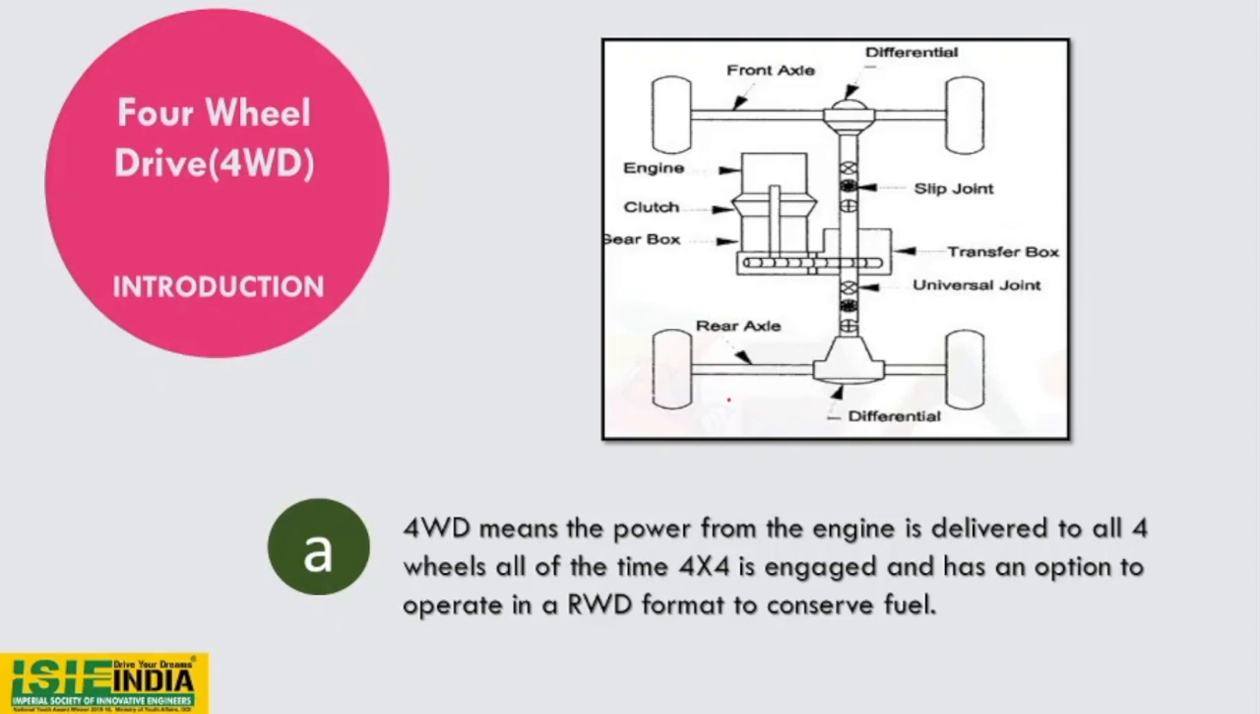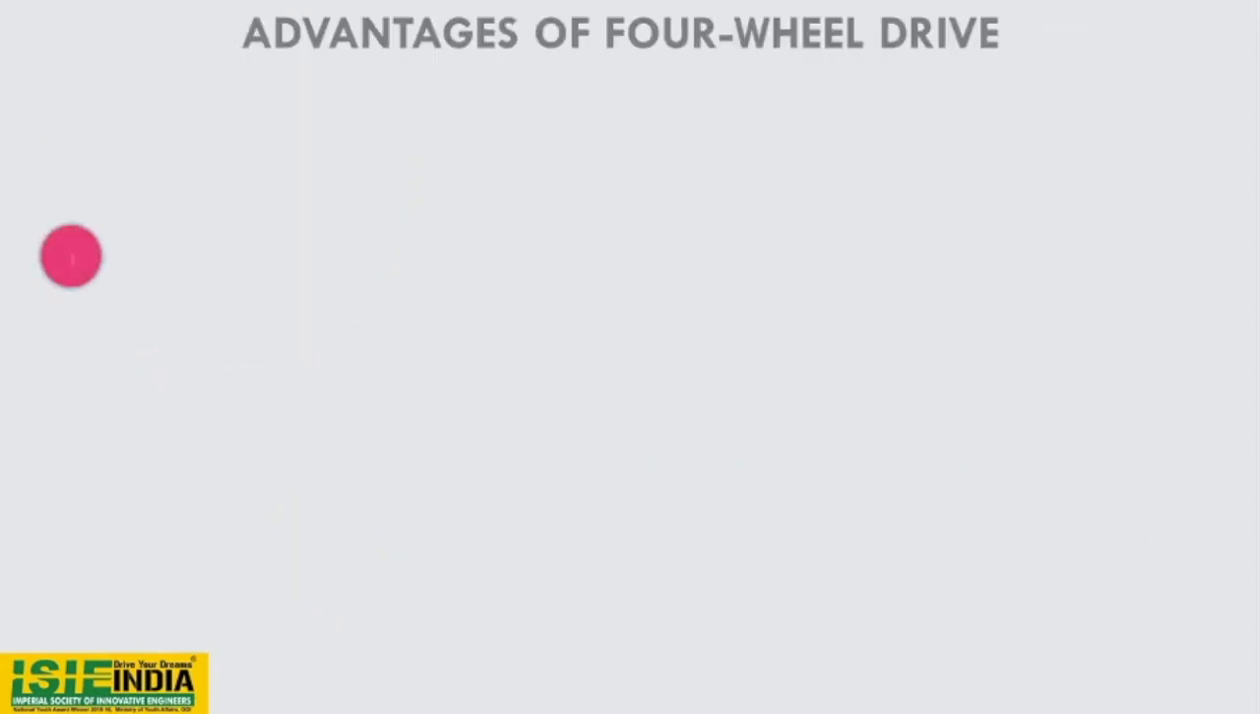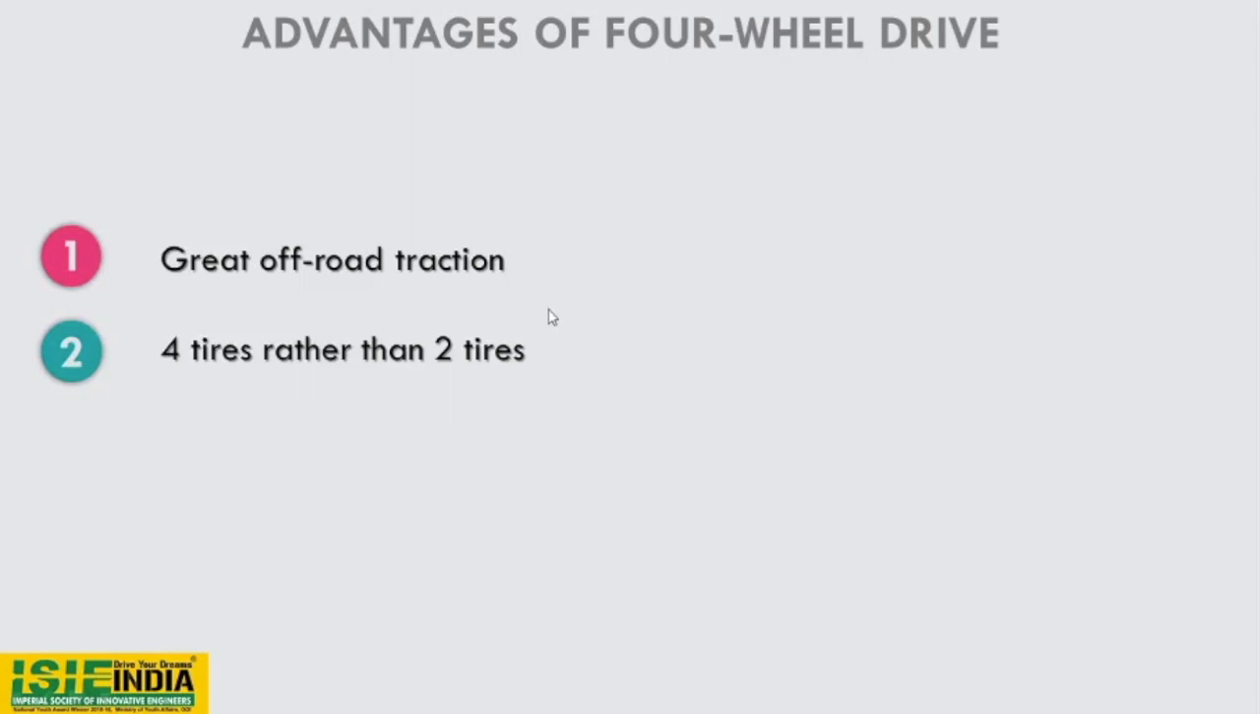Now coming over to its advantages and disadvantages. It provides great off-road traction, because we are driving all four wheels, or you can say we are providing different torques to front and rear. It is a great option for off-roading conditions. That is why most of our SUVs are four-wheel drives. It transfers power to four tires rather than two tires.